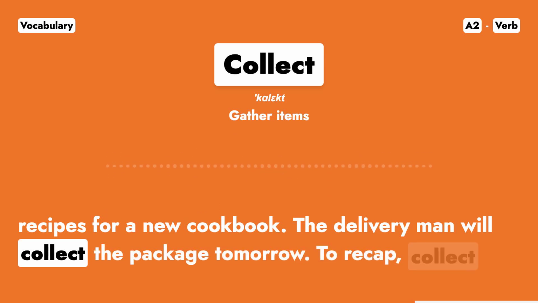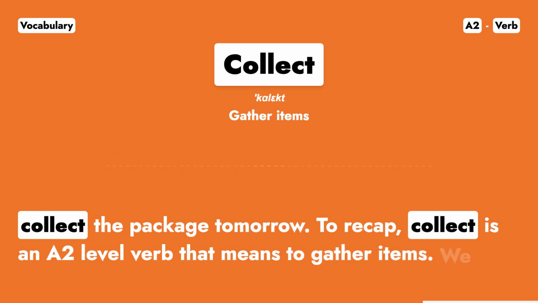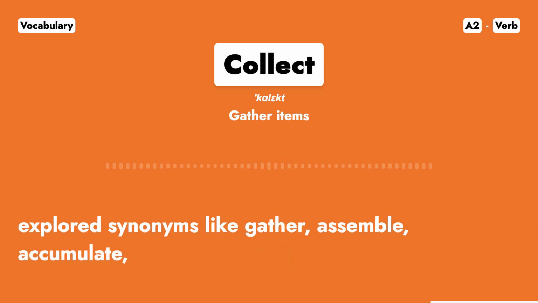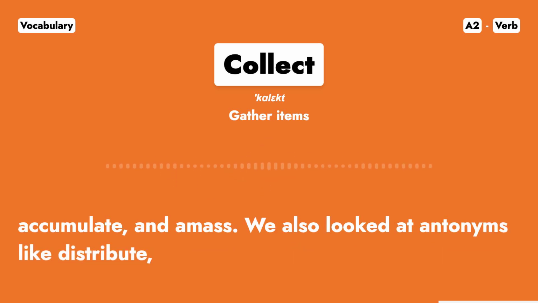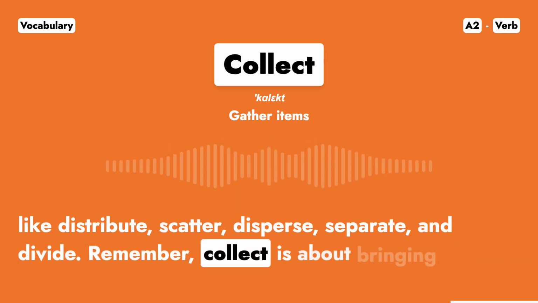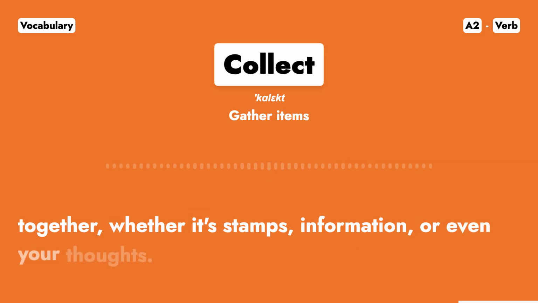To recap, collect is an A2 level verb that means to gather items. We explored synonyms like gather, assemble, accumulate, and amass. We also looked at antonyms like distribute, scatter, disperse, separate, and divide. Remember, collect is about bringing things together, whether it's stamps, information, or even your thoughts.